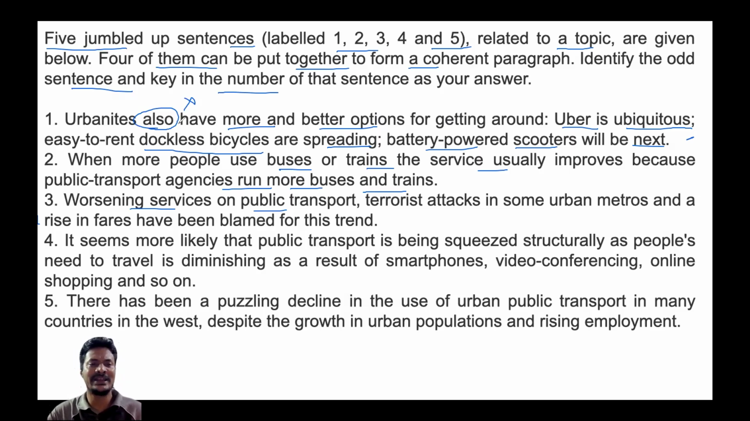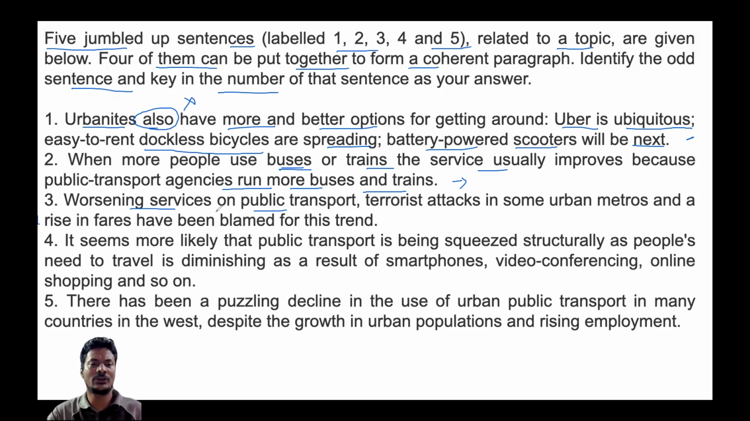So somewhere it is stated that there are more and better options for getting around. It is telling about urban people. Then the second option says when more people use buses or trains, the service usually improves because public transport agencies run more buses and trains. This sentence is telling that public transport agencies run more buses and trains, so people will use bus or trains for their daily movement.